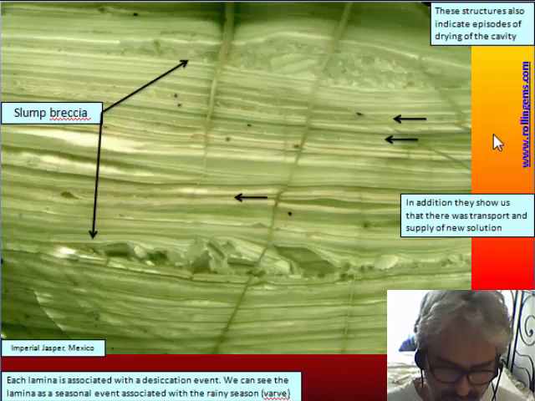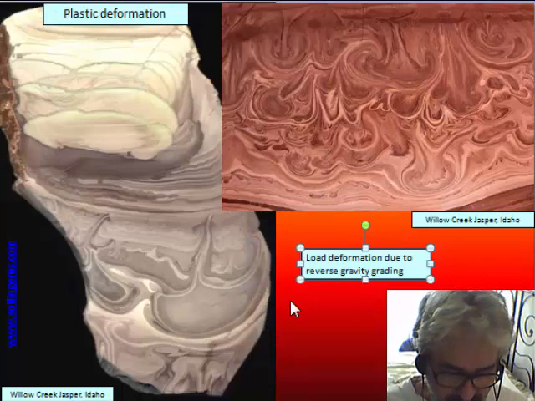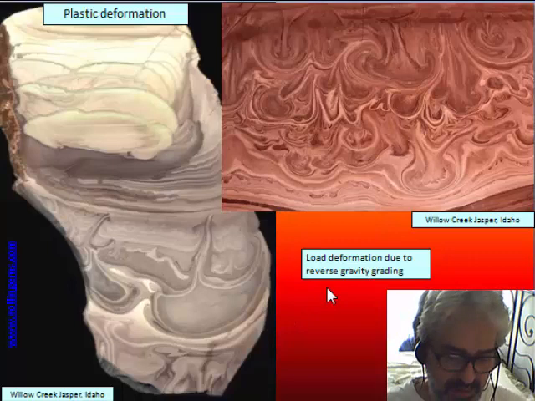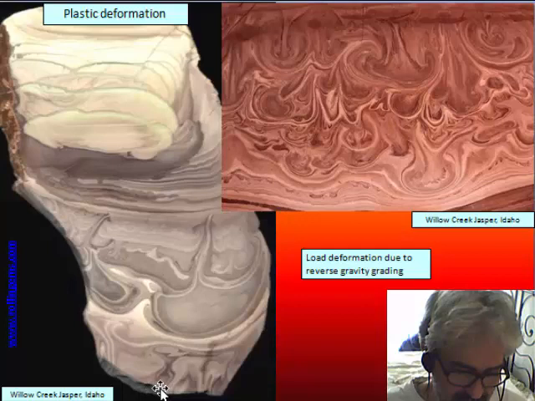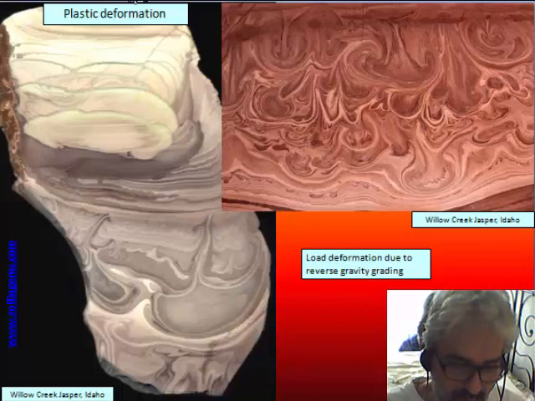Another typical structure of chemical jasper is plastic deformation. This structure is more typical of the Willow Creek Jasper that is deposited, as we saw in the last chapter about thundereggs, in very big thundereggs of a few meters in diameter. So the deposit is a huge load of jasper, and as we can see this is probably 40-50 centimeters, but there are specimens that reach 1 meter of jasper inside the cavity.